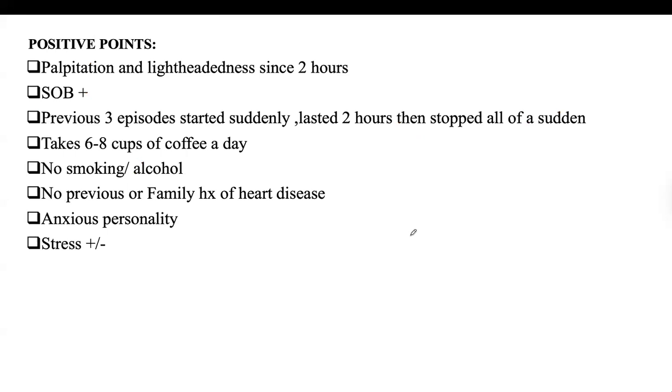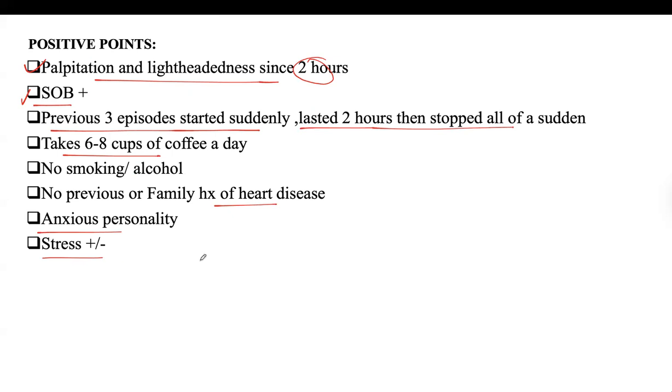So when you ask the history according to the format, you will find out that the patient has palpitation and lightheadedness, and it started in the last 2 hours. Also shortness of breath. The patient had 3 episodes so far, which all started suddenly, lasted 2 hours, and then stopped all of a sudden. The patient also takes 6 to 8 cups of coffee a day. No smoking or alcohol, no past history or family history of heart disease. He is also quite anxious and has some stress going on in his life.